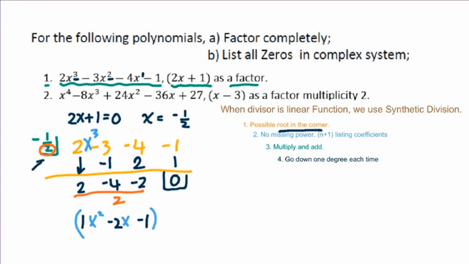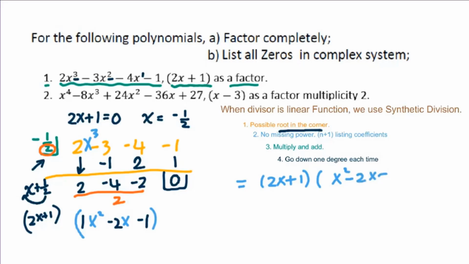The factor for this is x plus 1/2. Then bring this 2 to the front, and you will get 2x plus 1 as the factor. Therefore, we factor this polynomial as 2x plus 1, then x squared minus 2x minus 1. Since x squared minus 2x minus 1 cannot be factored, it's already factored completely.